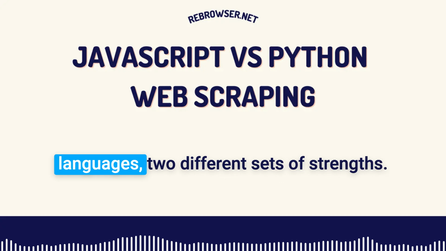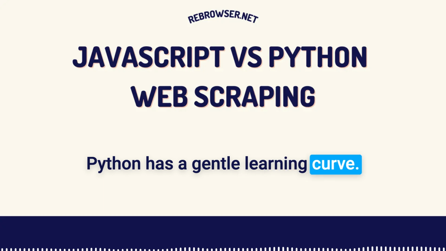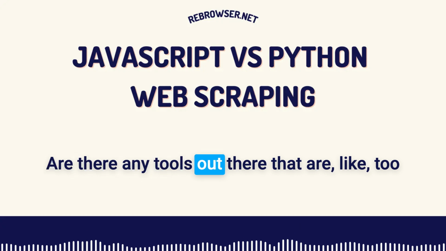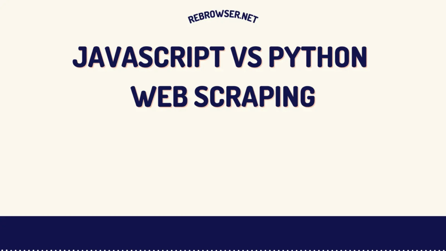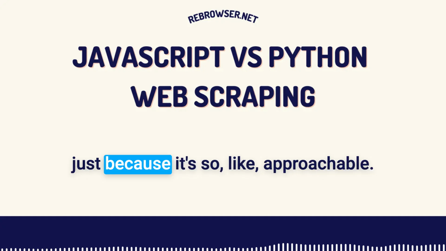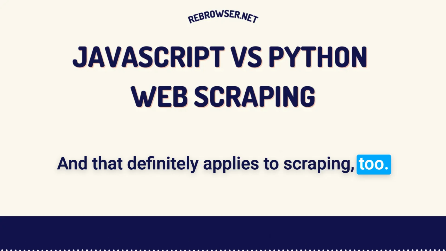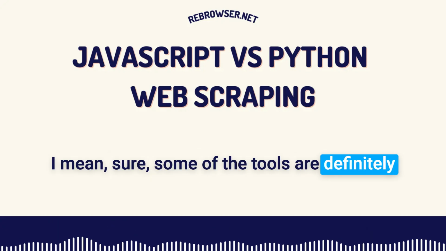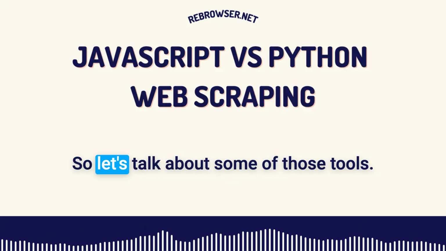Okay, so we've got two different languages, two different sets of strengths. Now, the guide did mention that Python has a gentle learning curve. It does, yeah. Good news for beginners, right? What do you think? Are there any tools out there that are too much for someone who's just starting out? That's a good question. Python's often the one that people recommend as a first language just because it's so approachable. And that definitely applies to scraping too. Right. You don't need to be a coding master to get started. Exactly. Sure, some of the tools are definitely more complex than others, but for basic scraping, Python's a great place to start.